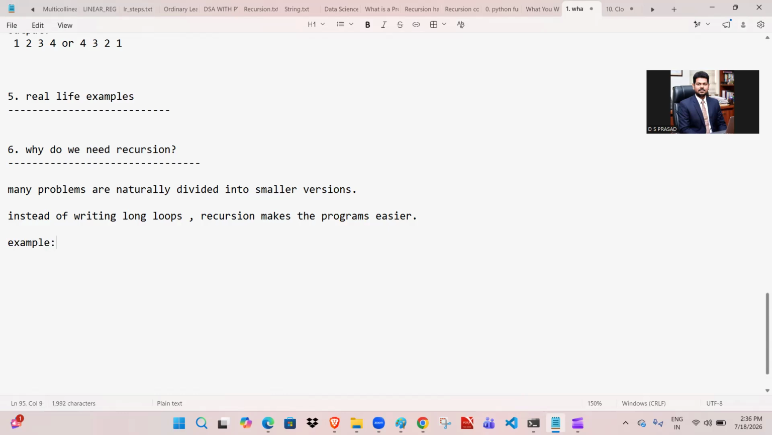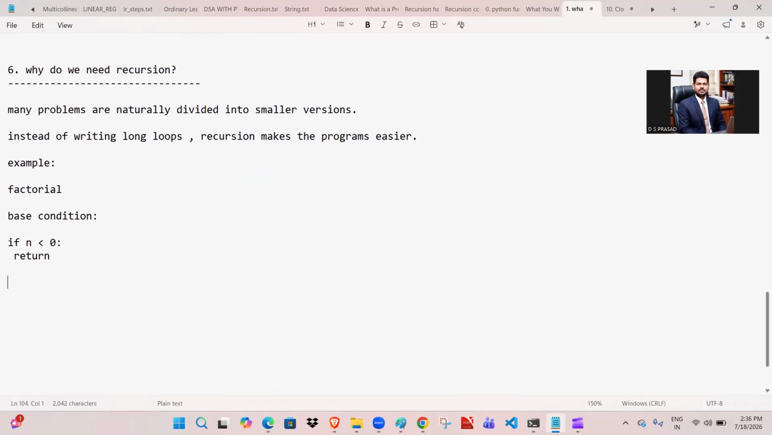For example, let us take factorial. What is the base condition for the factorial? There are different base conditions: sometimes three, sometimes one, sometimes two. If n is less than zero, that means a negative number, and for a negative number there is no factorial, so return nothing. Otherwise, if n is equal to 0 or n is equal to 1, then we have to return 1.